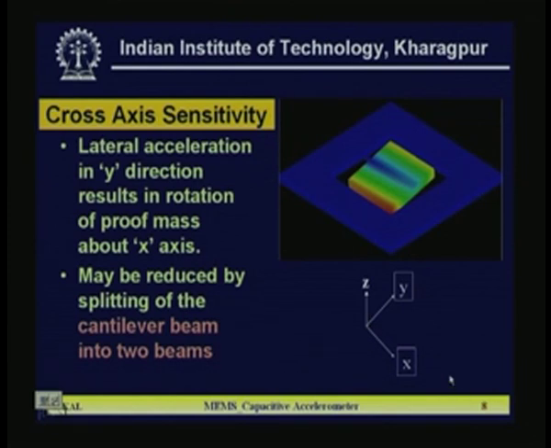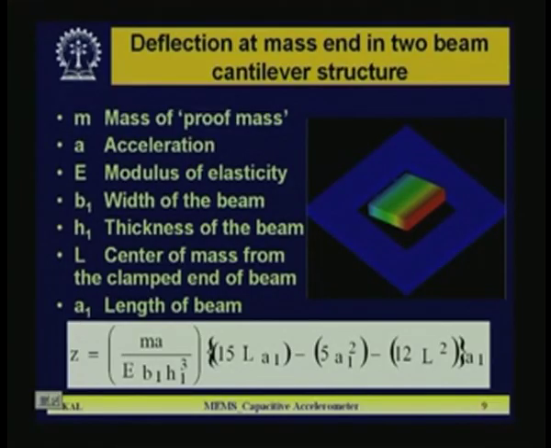So this kind of structure is not very good so far as cross axis sensitivity is concerned. So we thought of a different structure, which is double flexure, the cantilever structure. Here, instead of one, we have used two flexures. Under that condition, if you move along y direction or x direction, this whole seismic mass will not rotate along that direction. So whatever the movement is will be along z direction, either upward or downward.